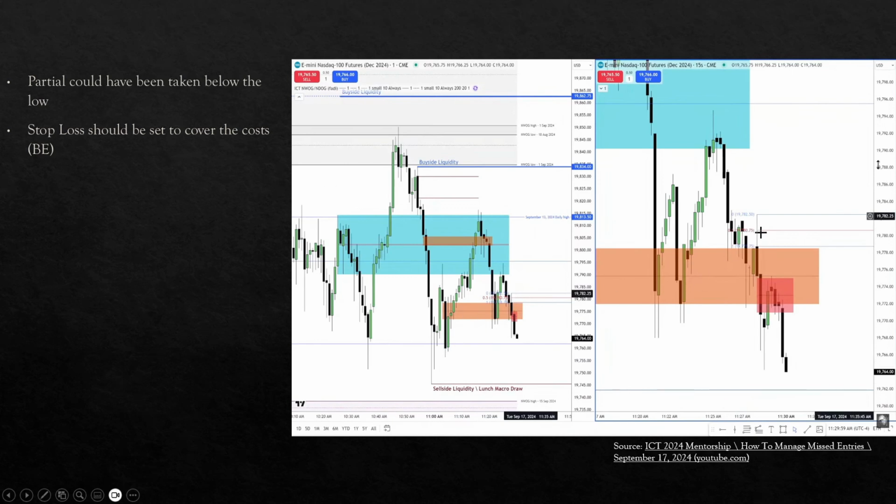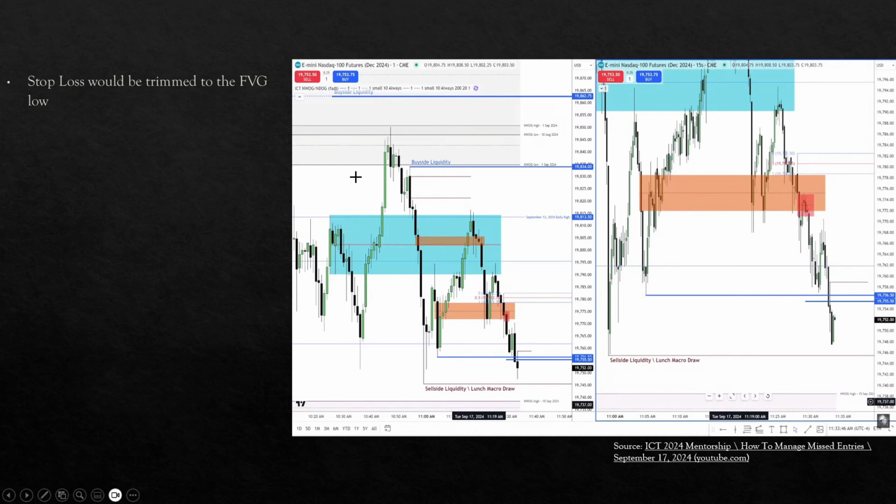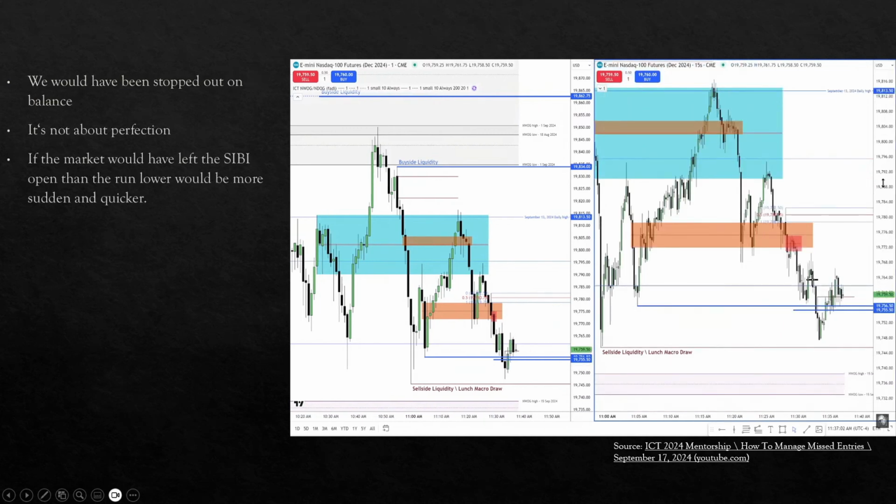You can see the stop loss is at the 50% of this candle right here from the fair value gap, the first candle right here, 50% of this wick is his stop loss. Entry is coupled with the inversion level and the CB right here. So once we break this swing low, stop loss should be set to cover costs, meaning you should go break even. Stop loss would be trimmed to the fair value gap low once we created equal lows and took them out, and then ICT was saying that we should trim the stop loss to the fair value gap right here. So the market traded higher, stop loss on balance, and take profit was here at the sell side liquidity.